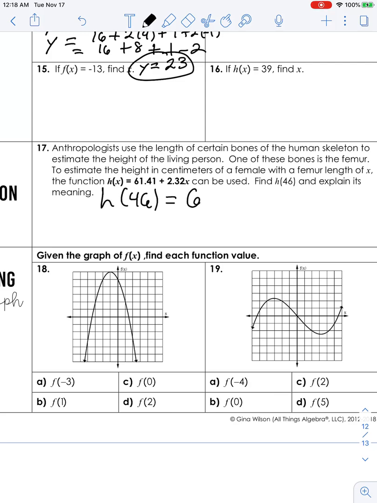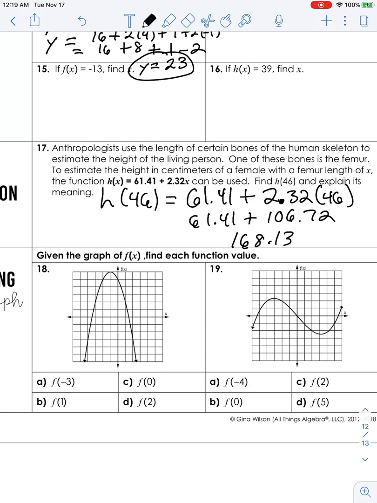So wherever there's an x, you're going to put in a 46. So obviously multiplication comes first. 2.32 times 46 is going to be 106.72. And then you add them together, you get 168.13. So when you plug in 46 for x, you get 168.3 centimeters.